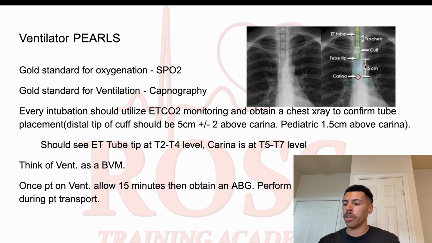We can go ahead and look at this picture here. We have the tip of the tube and then the carina where it divides into the bronchi. You can see it's about 5 centimeters away, but it can be as far as 7 centimeters away and as close as 3 centimeters away. You should see the end of the tip at the T2 to T4 level, as the carina is at the T5 to T7 level.